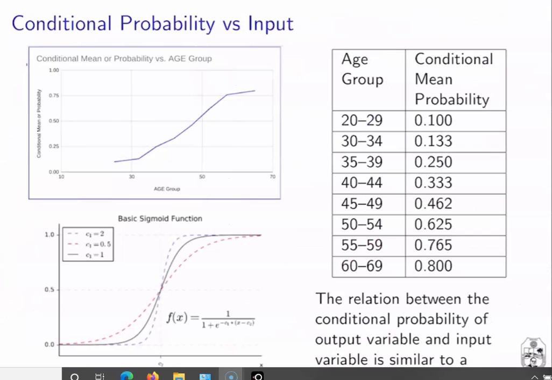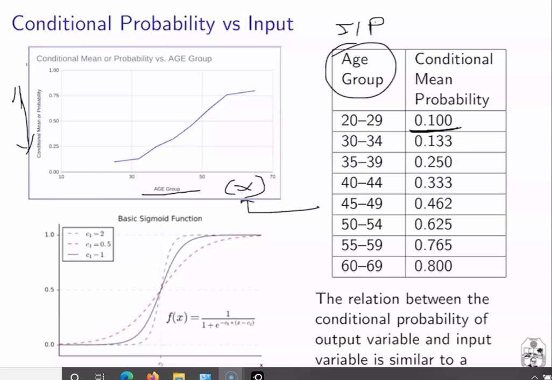Now, the second point that is most important to understand the working of logistic regression is that when we plot a graph with the age group on the x-axis, or in general the x value, that is the input variable, and the conditional probability of the output variable on the y-axis. In this particular case, this is the age group and this is the conditional probability for CHD.